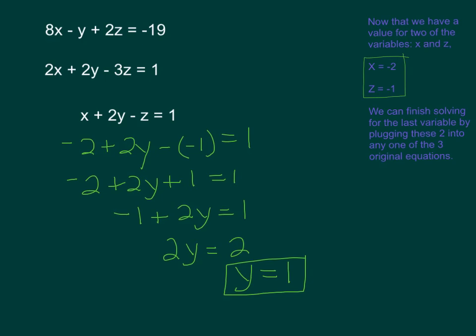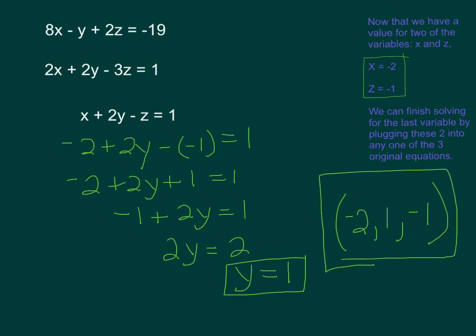We know the ordered triple. We know that our values are -2, 1, and -1. We have solved the puzzle. Now it took a few minutes to do, but you get faster and faster the more you do.